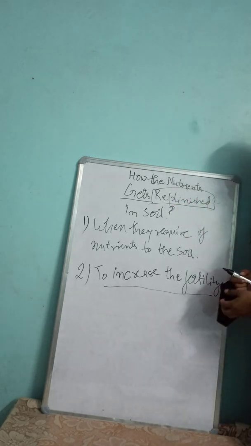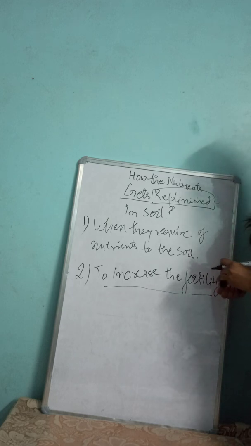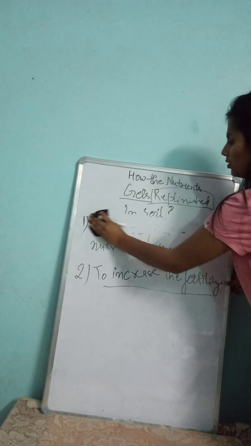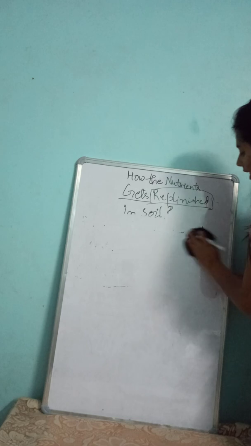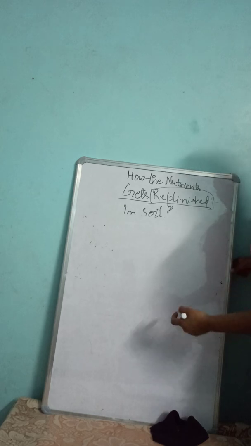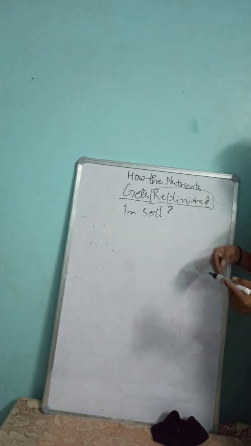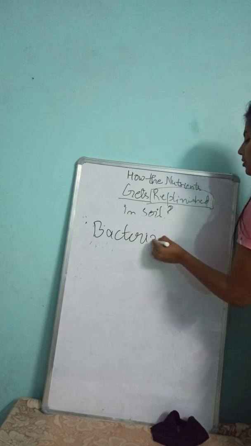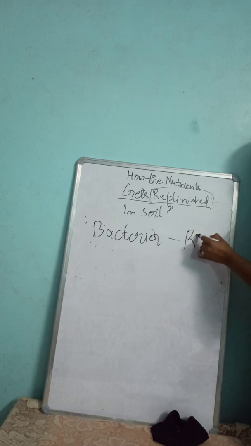Do you remember the microorganism or the bacteria which helps in nitrogen fixation? You have studied some relationships, like autotrophs, heterotrophs, symbiotic relationship, insectivorous plants. Today we are going to discuss the microorganism or bacteria. Can you name the bacteria for nitrogen fixation? Yes, the bacteria name is Rhizobium.